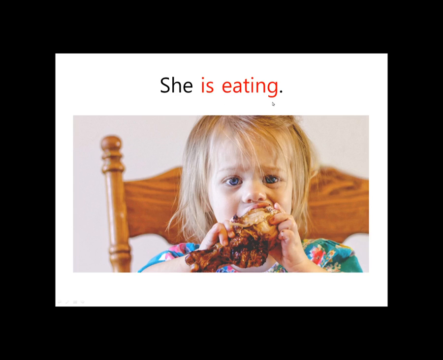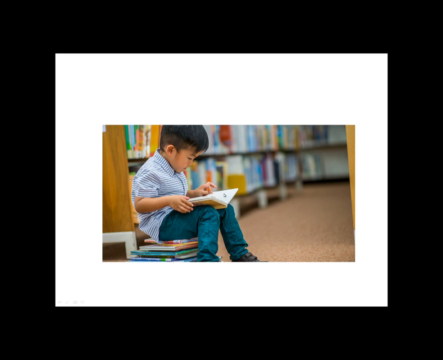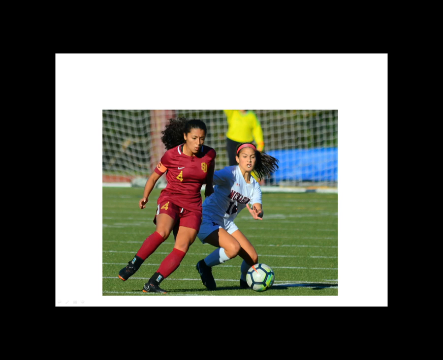She is eating. She is eating. Okay, so it's a girl, and this is what she is doing right now. Okay, so this is a boy. We can say he. And what is the action? What is he doing right now? Yeah, he is reading. He is reading. Okay, we got two girls, so we can say they. Be verb, are, they are. And action, playing. They are playing.